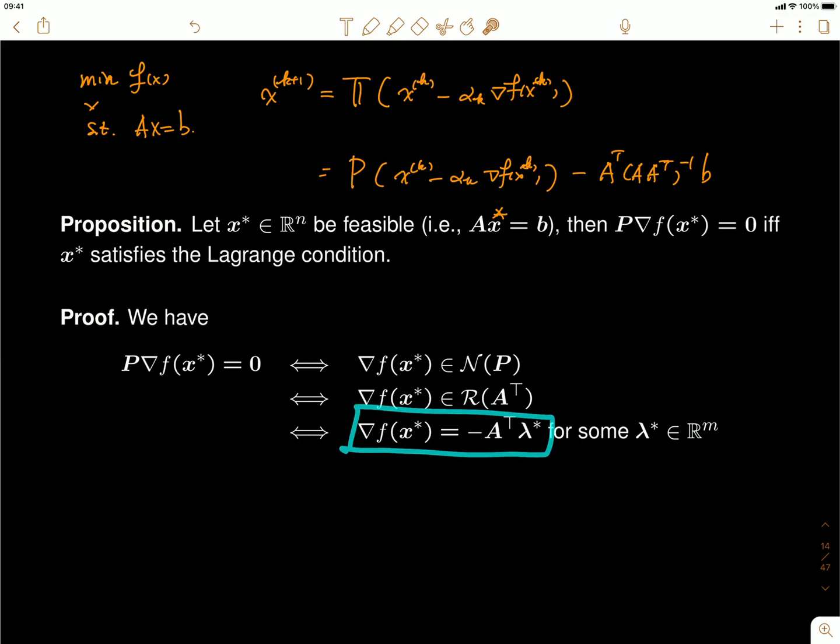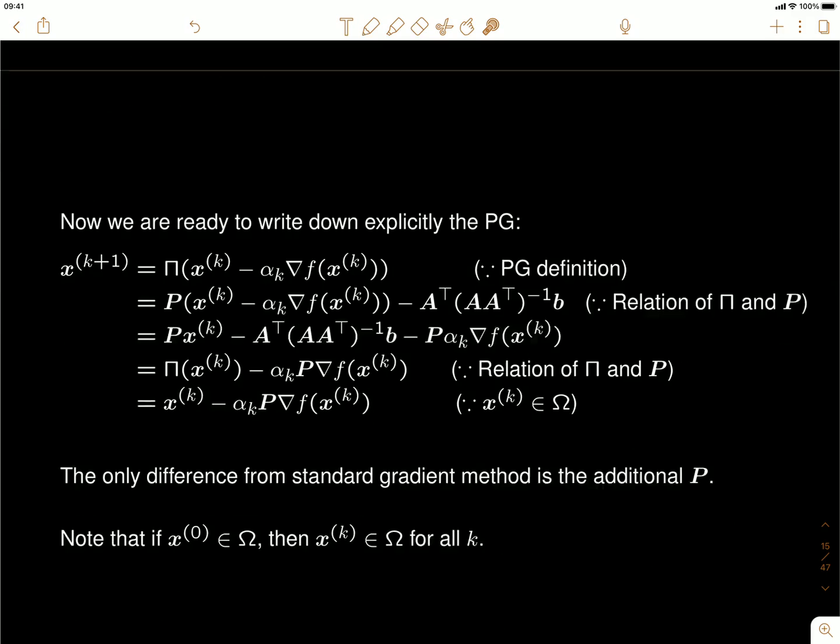Okay, and that's the first one, and then we have the second Lagrange condition because x star satisfies Ax equals b. So we have both of the conditions, and that means x star is a Lagrange point, a candidate for minimizer. And the goal of doing this projected gradient descent is to find such a point x star.